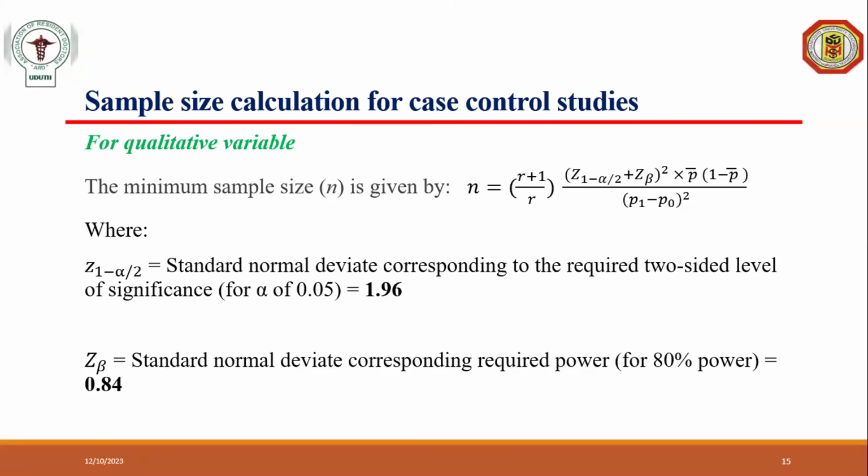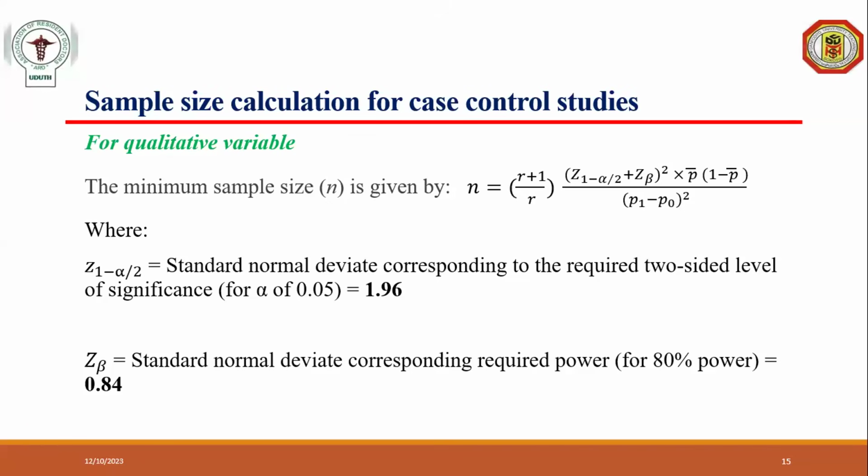When you finish matching, the next thing is measurement of the factor under study. The factor under study here is cigarette smoking. You ask all the cases about their history of cigarette smoking, and also ask all the controls about their history of cigarette smoking. So when you finish, you have gotten all your data from the cases and controls.